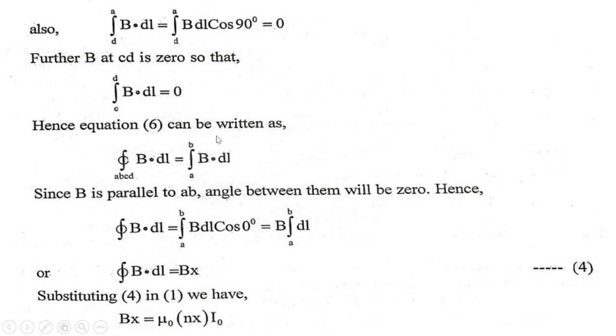Hence, the line integral over ABCD of B dl equals the integral from A to B of B dl. Since B is parallel to AB, the angle between them is 0. Hence, the line integral of B dl equals the integral from A to B of B dl cos 0 degrees, which equals B times the integral from A to B of dl, or the line integral of B dl equals B times x. Substituting 4 in equation 1, we have Bx equals mu 0 times nx times I0.